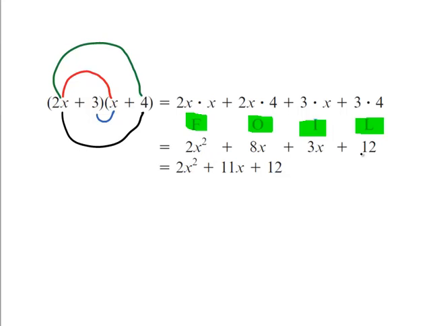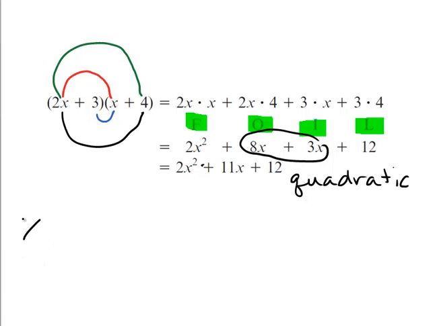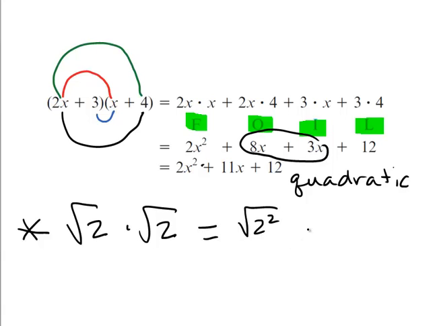And once you do that, you combine like terms, which are usually just the ones in the middle, and you get a quadratic in this case, because it has a power of 2. Well, you can do the same thing if you're working with radical expressions. The big thing to remember is that the square root of 2 times the square root of 2 equals this, right?